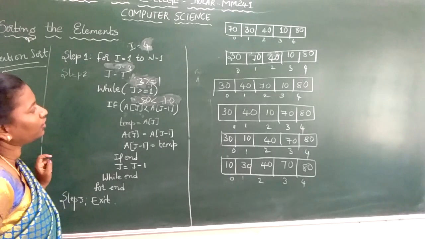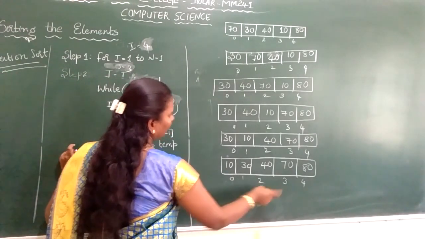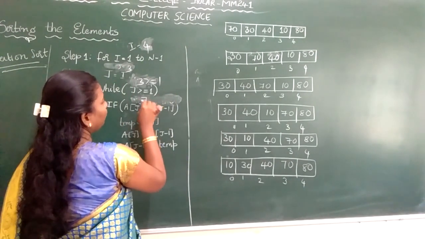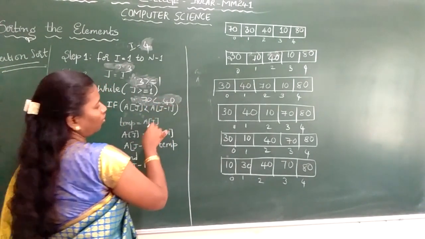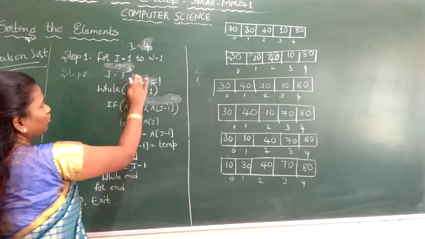Okay, 3 is greater than or equal to 1. Yes. Now again I will be checking. What is there in A of 3? 70. Is 70 less than 40? No, again the condition fails. So my J will become 3 minus 1, that is 2.